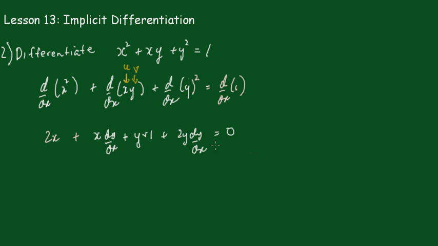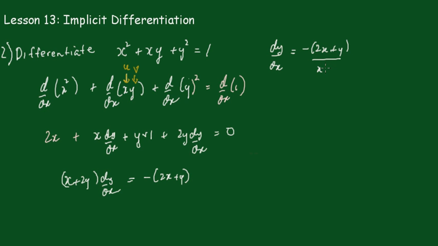Now putting all the dy/dx's together, we'll have (x plus 2y) dy/dx equals, and we'll take this across the other side, it's minus (2x plus y). And then finally dividing both sides by x plus 2y, we get minus (2x plus y) over (x plus 2y) as our final result.